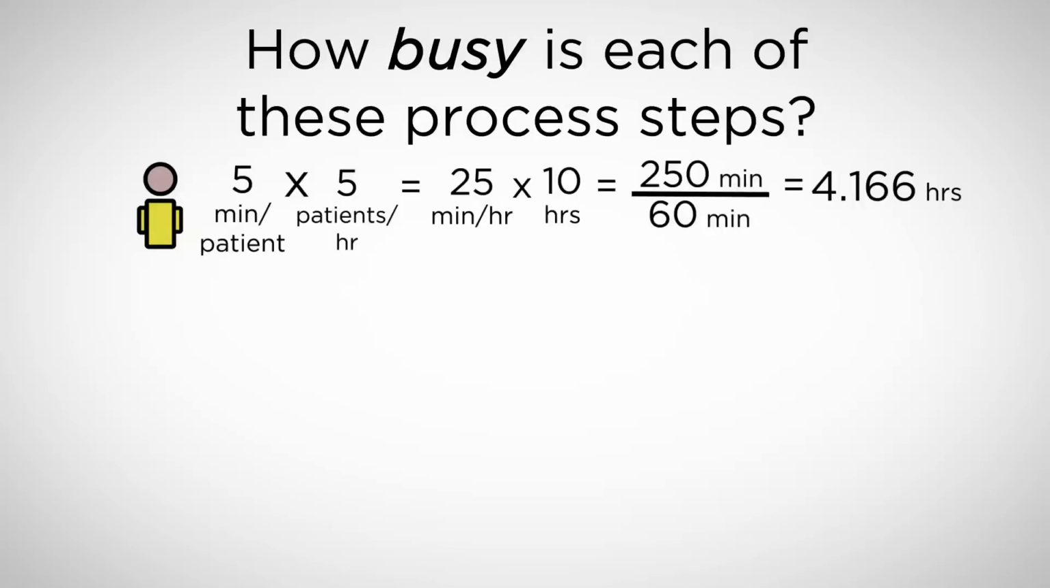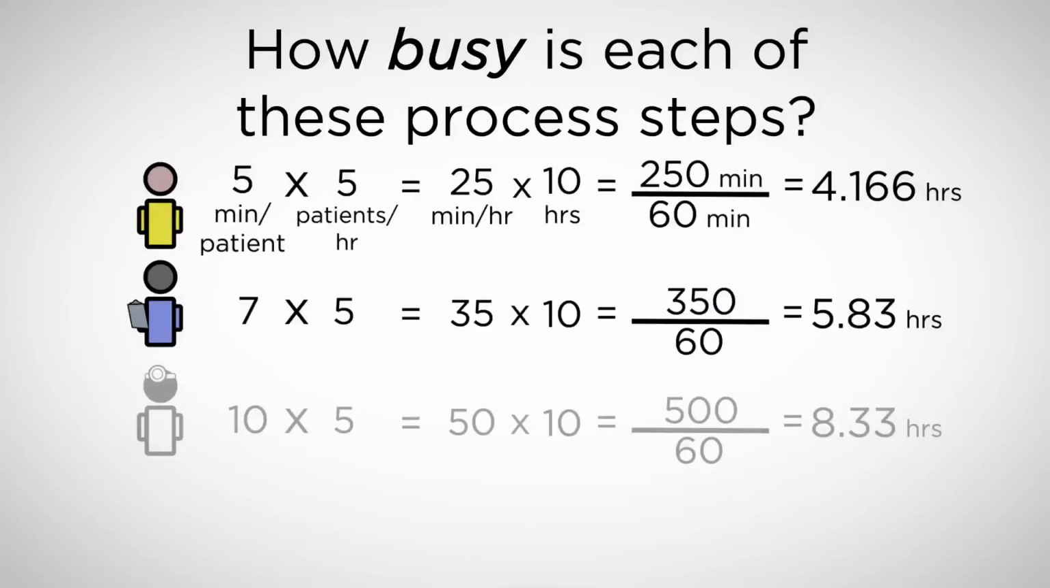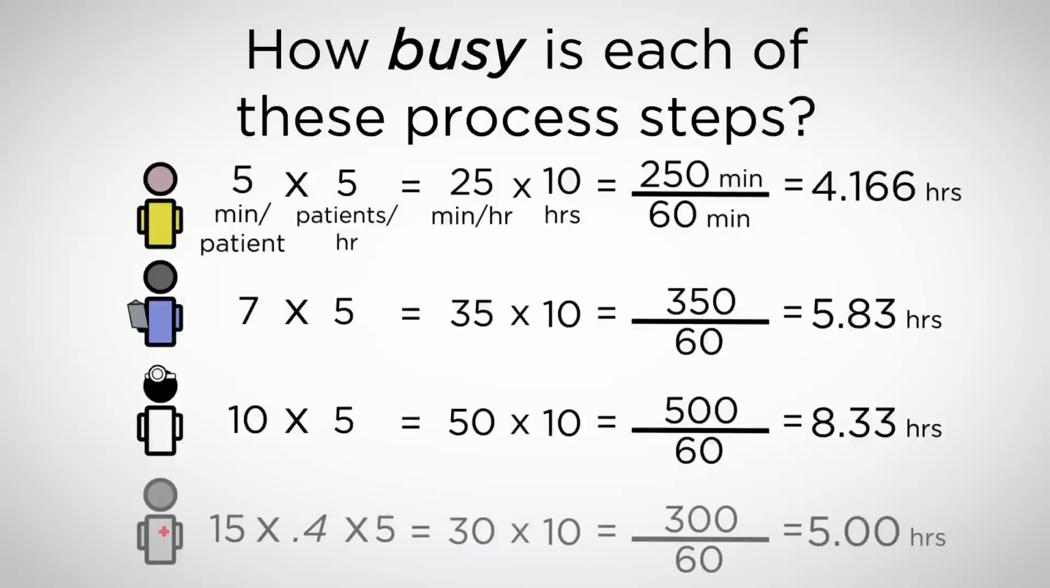And we can calculate a similar number of hours busy out of 10 for each of the other stages. For the medical assistant, 5.8 hours busy out of 10. For the doctor, 8 1/3 hours busy out of 10. And for the registered nurse, it's a little trickier because remember, the registered nurse only sees 40% of the patients. So we take 15 minutes per patient times 40% times 5 patients per hour, gives us 30 minutes per hour busy, convert into hours per day. The nurse is busy 5 hours out of every 10.